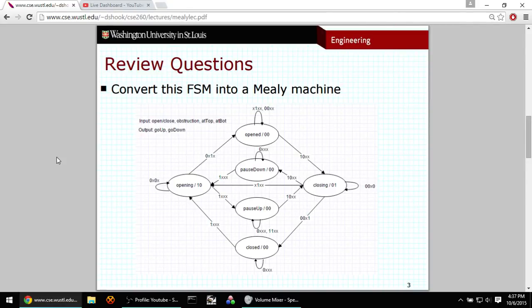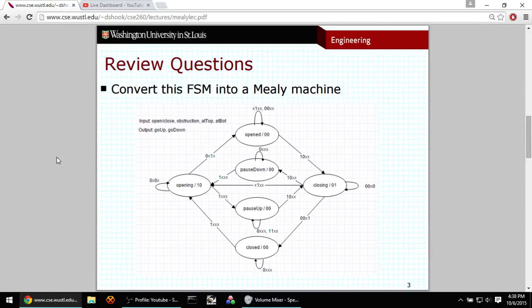Absolutely. I think the rule that was proposed actually works fairly well. I can't think of any cases, at least in this particular example, where it's not going to work. Of course. I'm going to look at the output for a particular state, and any arrows that are pointing into that state are going to have that output. If I look at the pause up state, I see I have two arrows pointing into it. So I'm going to take this 0, 0 and apply that to this transition, the self transition, as well as this transition here. Because in a Mealy machine, our outputs are dependent on the transitions, not the states.